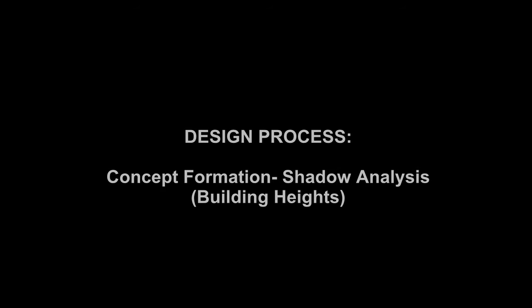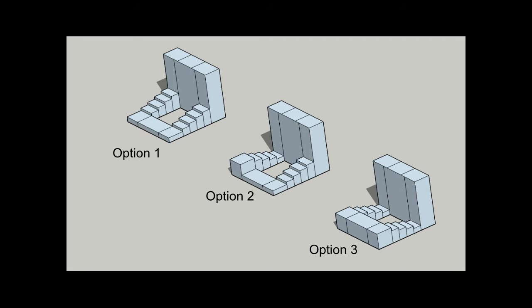The next process was to test different forms and shapes relating to the sunlight and shadowing, and the wind. Progressing further from the initial sketches, the first shadow analysis test involved checking the impact of the heights of the shorter buildings on the overall shadowing. Option 1 shows the heights of the shorter buildings increasing progressively towards the north. Option 3 shows the heights of the shorter buildings decreasing progressively towards the north. Option 2 shows the mixed approach.